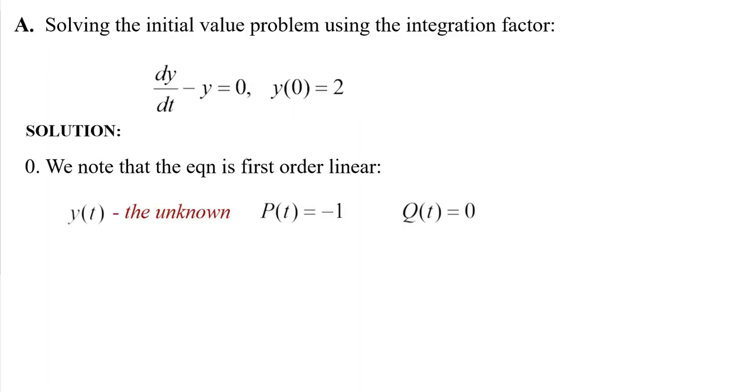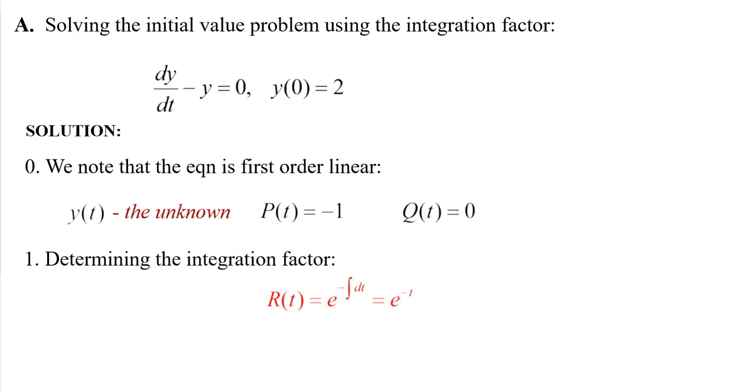So using the integration factor to solve this problem, we know that we have y of t as the unknown, and p of t is equal to minus 1, and q of t is equal to 0, which is the right hand side of the equation. So then, as you can see now, if we are going to use the integration factor, we then need to find the integration factor. Computing it, we get that the integration factor is simply e to the power minus t, by integrating p here.